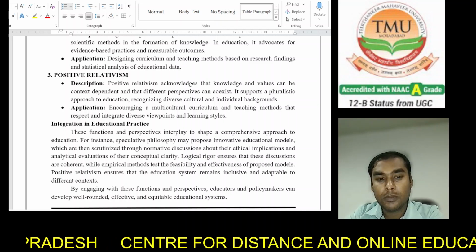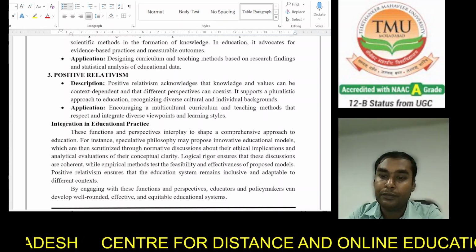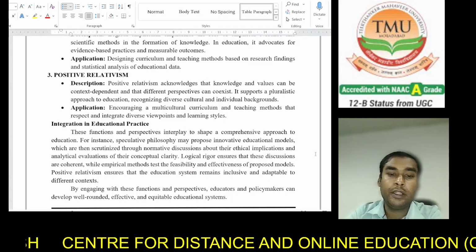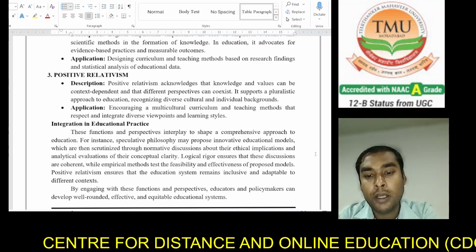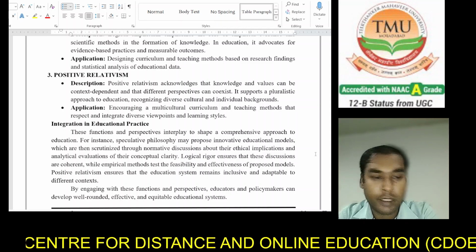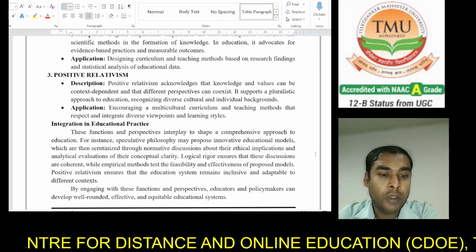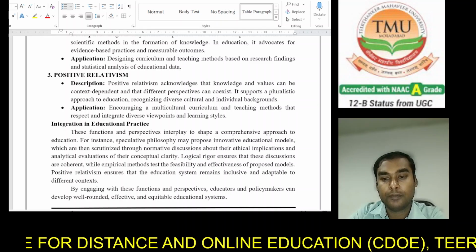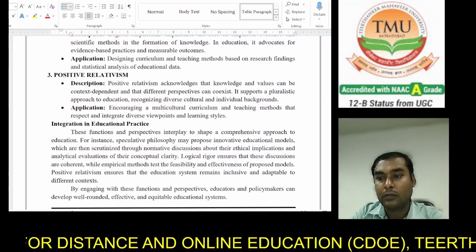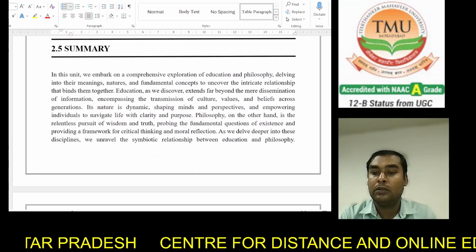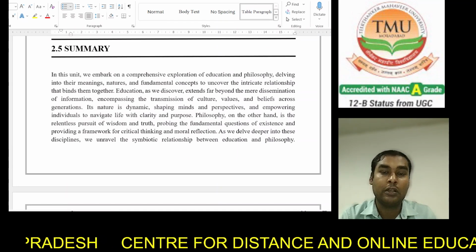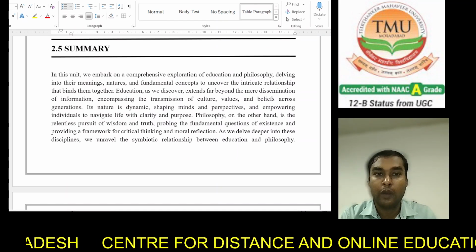In a nutshell, by engaging with these functions and perspectives, educators and policymakers can develop well-rounded, effective and equitable educational systems. This is all about the functions of philosophy.